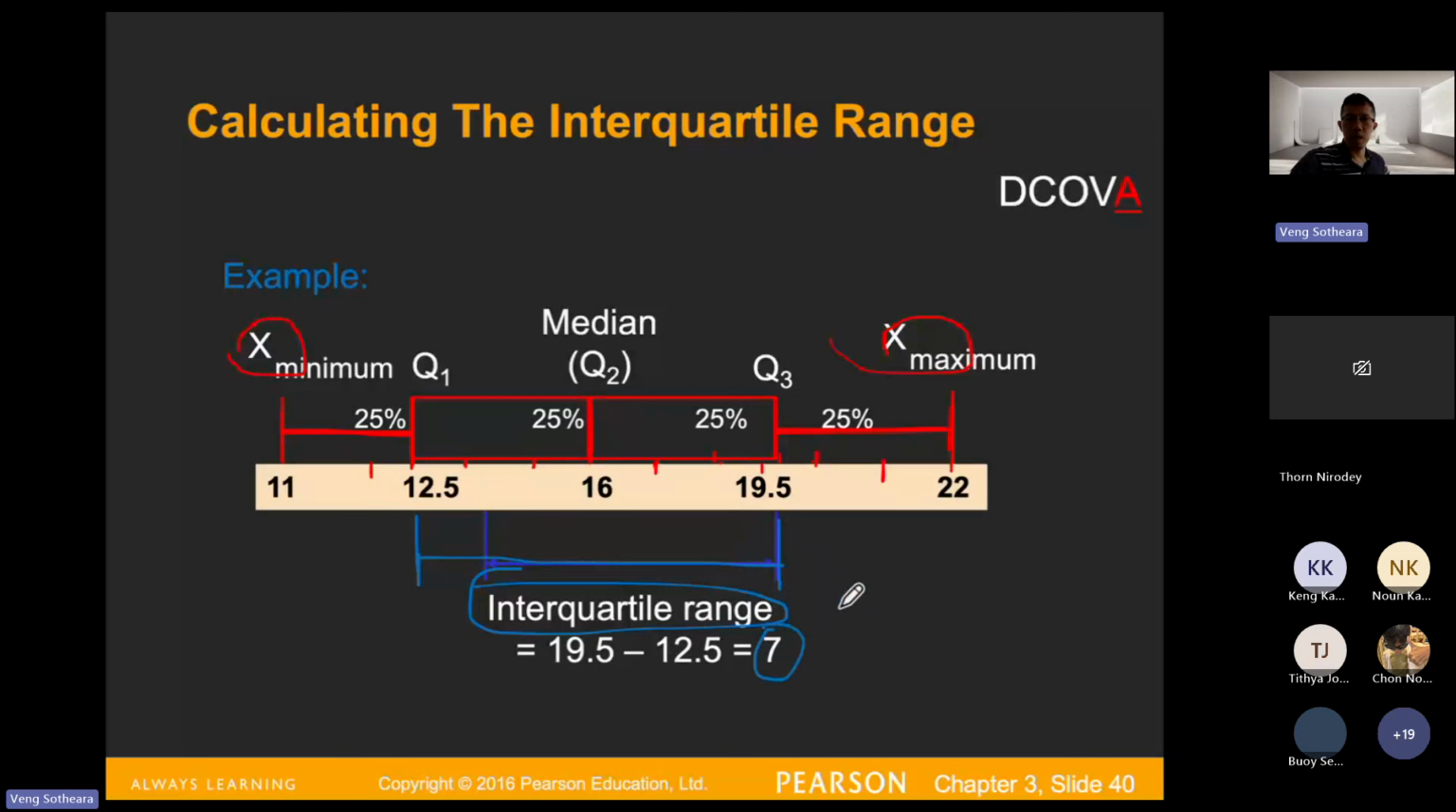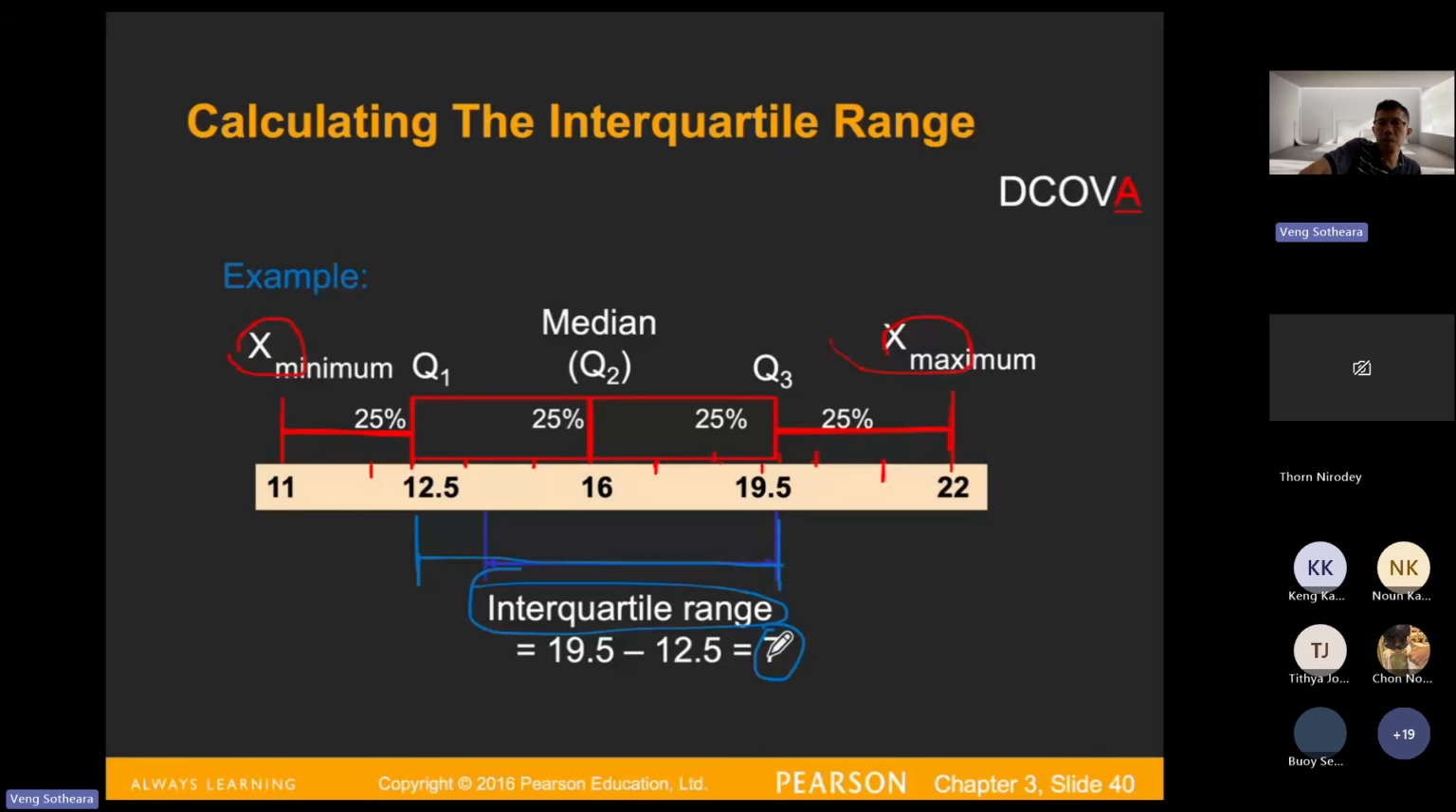So you can say that the middle 50% of those guys are 7 years different. Okay? Yes. So this is, to some extent, the spread, 50%.